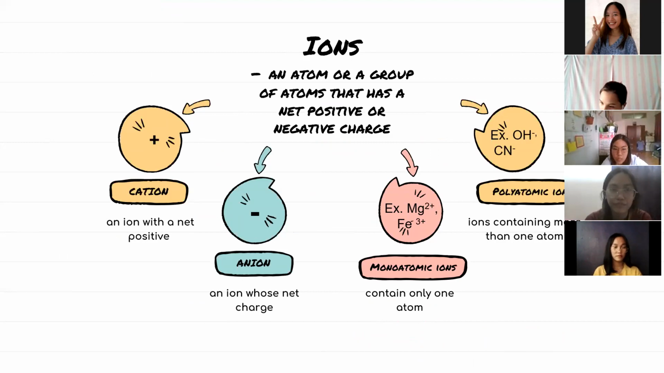Pero the reason why magkaroon na siyag charge is either nag-lose siya og electron or nag-gain siya og electron. So we have 2 types of ions, the positively charged and the negatively charged. So the first one is positively charged. The P there will give you a hint that this is the positively charged.